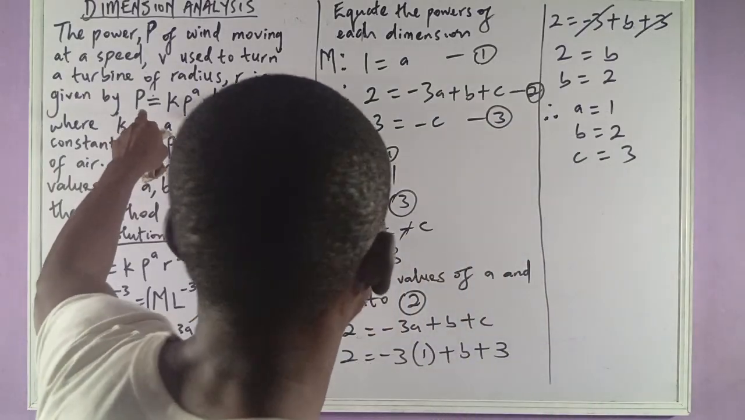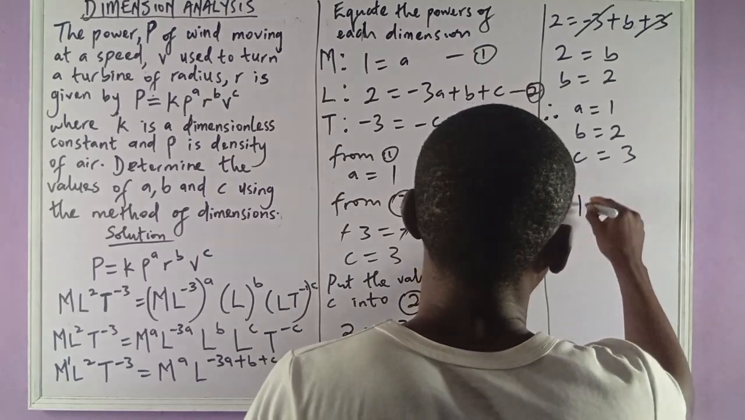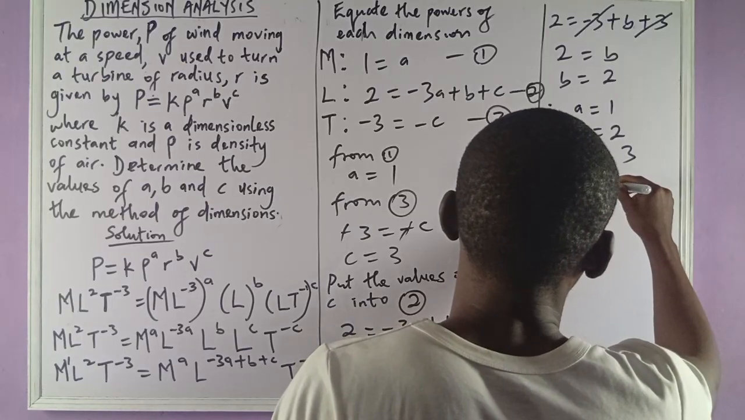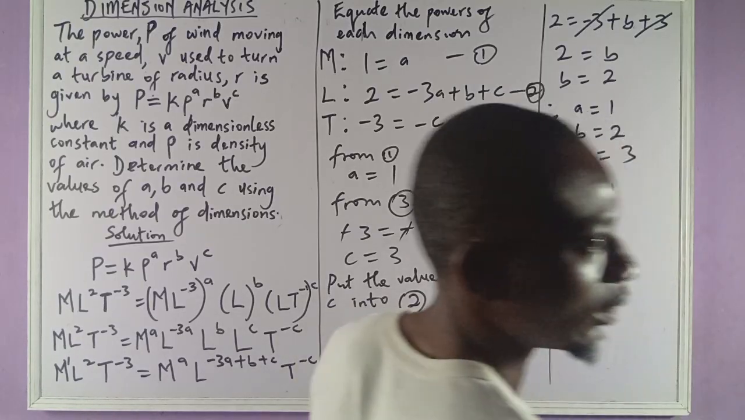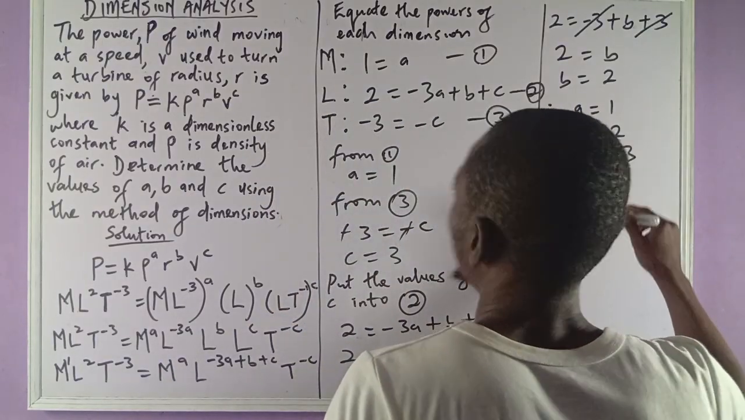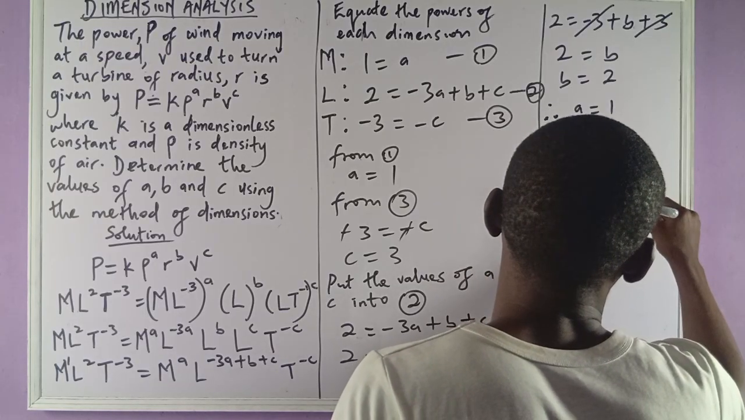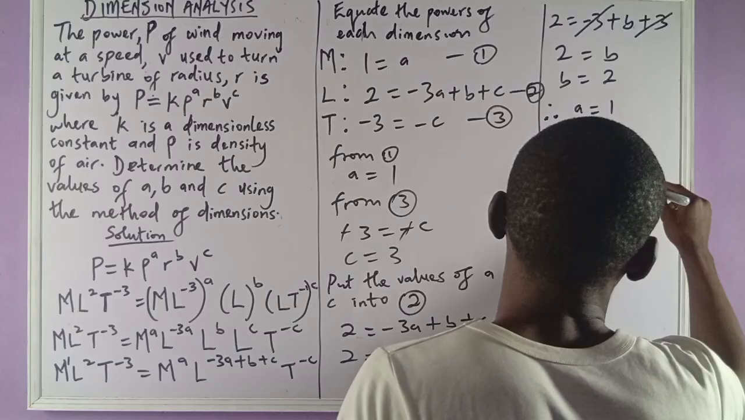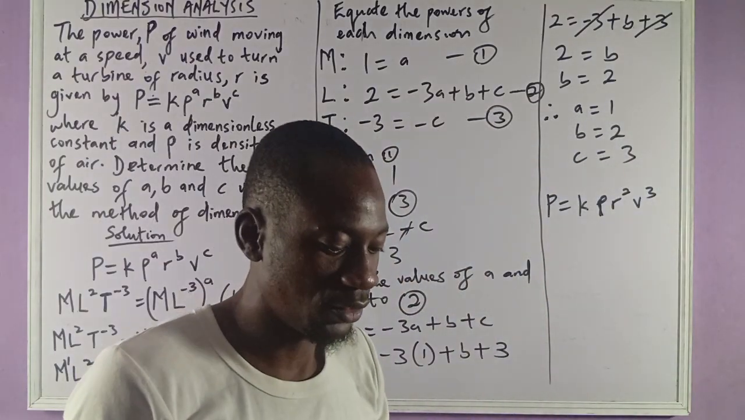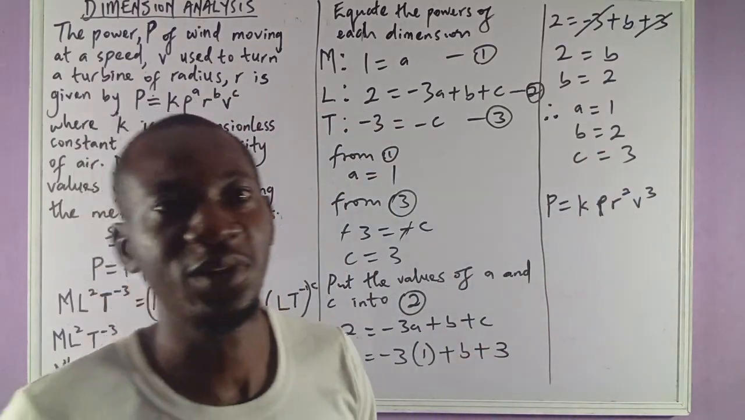That means our equation P is equals to K rho raised to power 1. So mathematically we won't write the 1 here, just leave it. And r raised to power 2 and v raised to power 3. You can see at this point we have found the values of A, B, and C, and this is how the equation will look like.